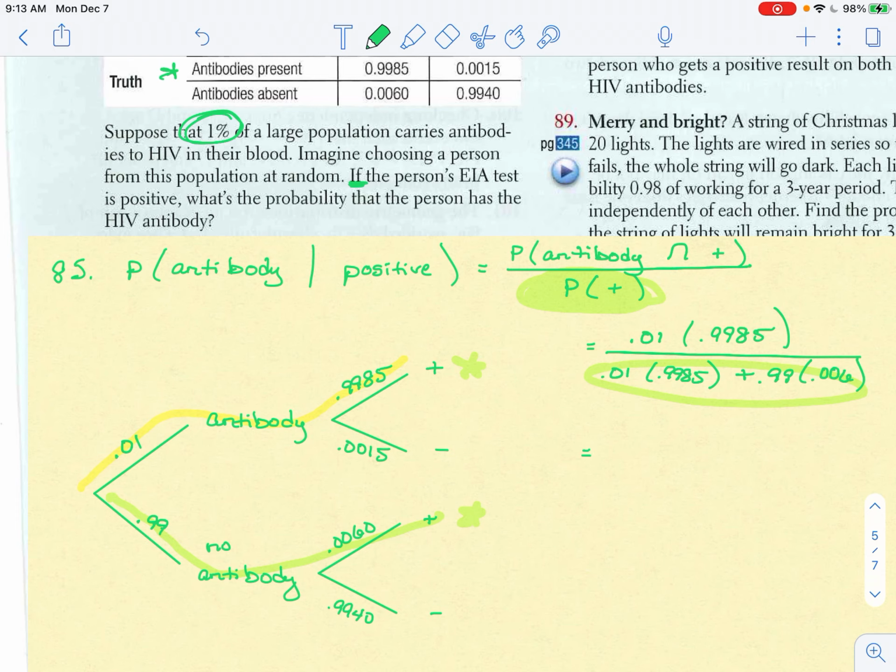So you're just going to have this quotient. Be careful putting that in your calculator, but it should give you 0.6275. So this is saying that given this test gives a positive readout, there is a 0.6275 probability that the person has the antibody.